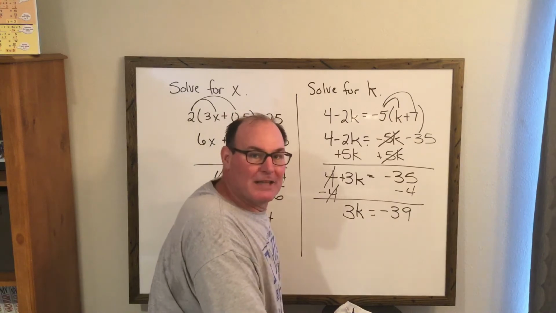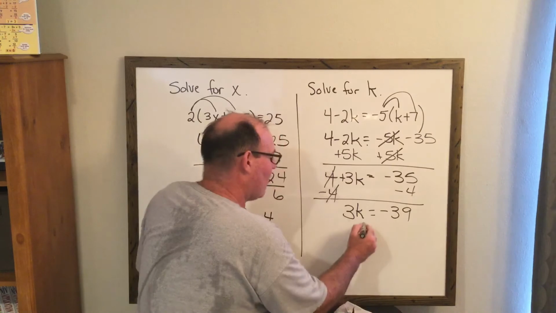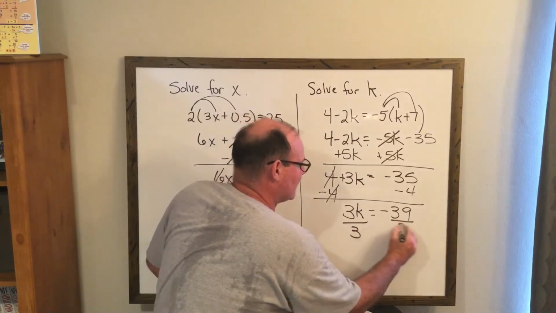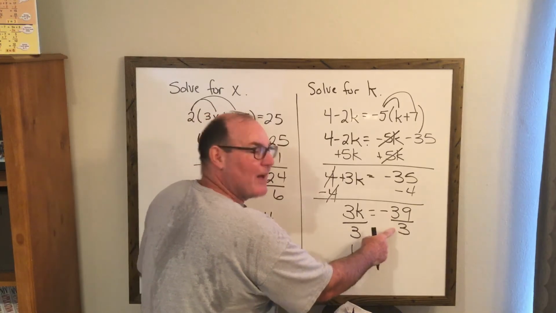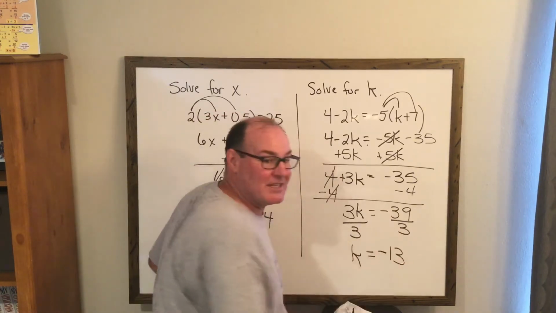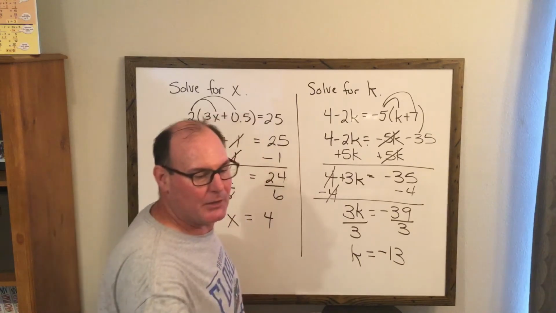And again, your last step is always going to be to divide by what's in front of the k, or the x, or whatever the letter is. And so I get k is equal to negative 39 divided by 3, which is negative 13. So those are our first two examples of solving a linear equation.